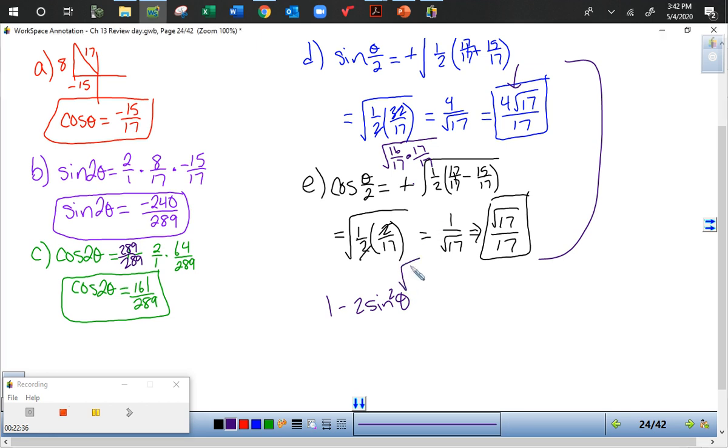Then we've got 1 over 17. The square root of 1 is 1. See how I simplified that? If you would have done the times by 17 over 17 first, no big deal in this case because that perfect square was 1. That's it for that one.